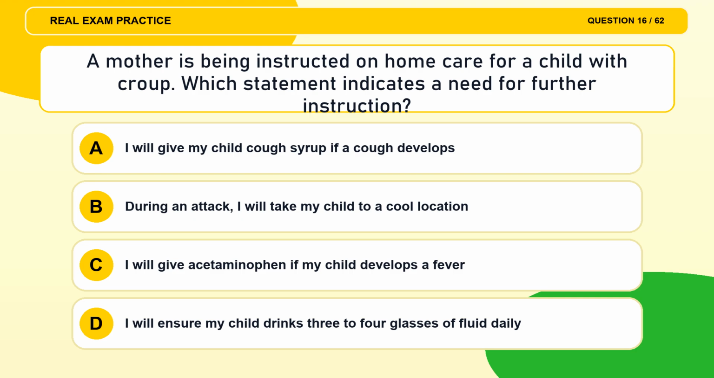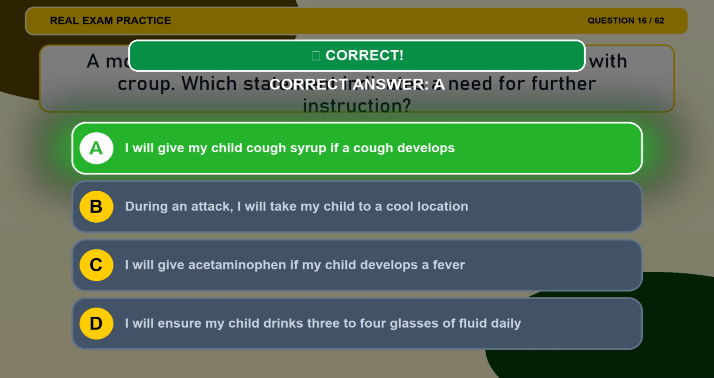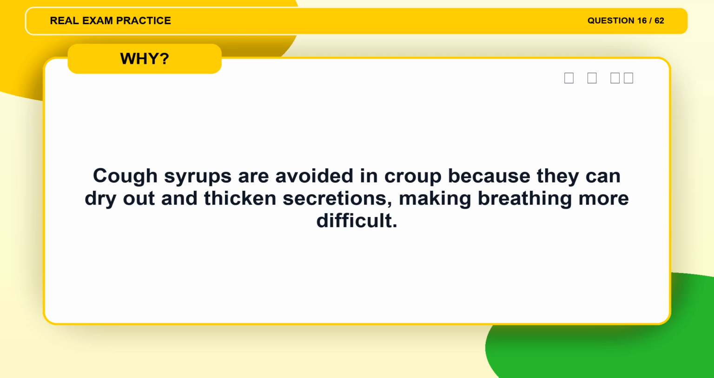Option C, I will give acetaminophen if my child develops a fever. Option D, I will ensure my child drinks 3 to 4 glasses of fluid daily. The correct answer is option A, I will give my child cough syrup if a cough develops. Cough syrups are avoided in croup because they can dry out and thicken secretions, making breathing more difficult.